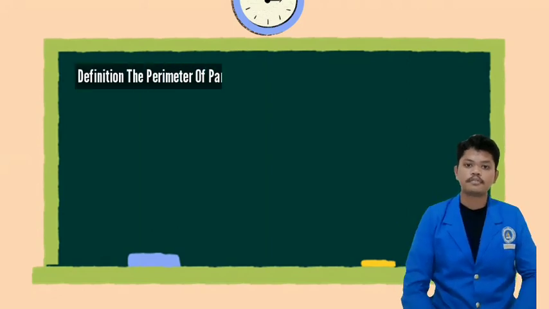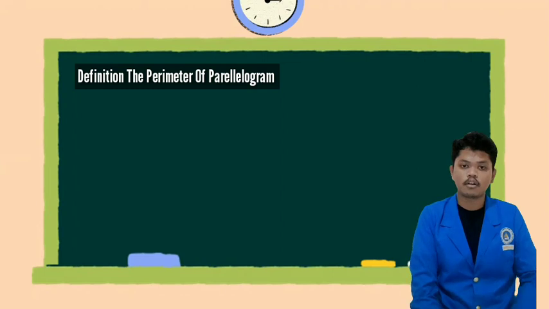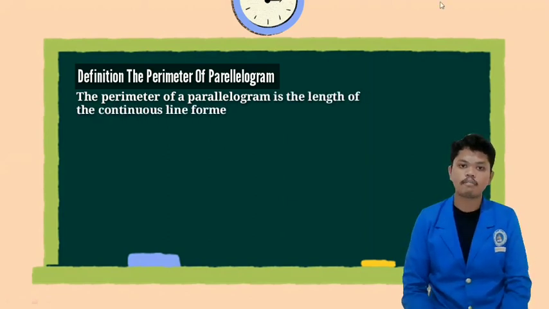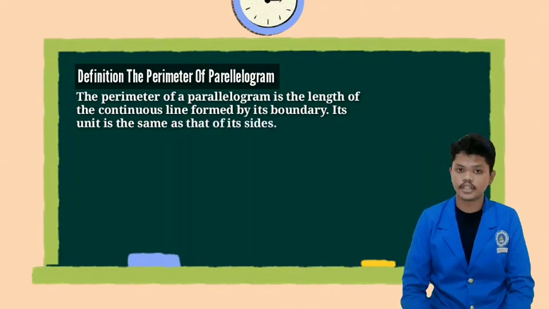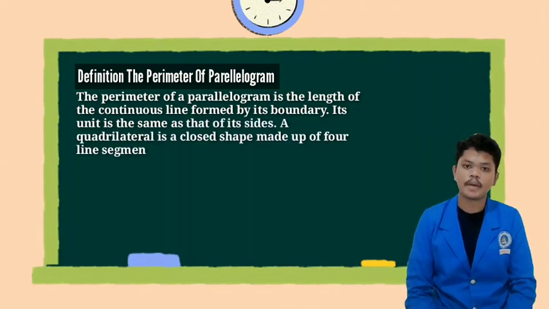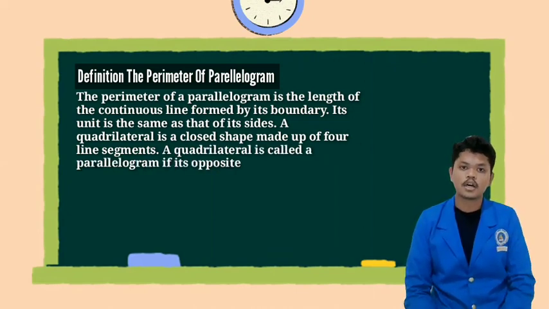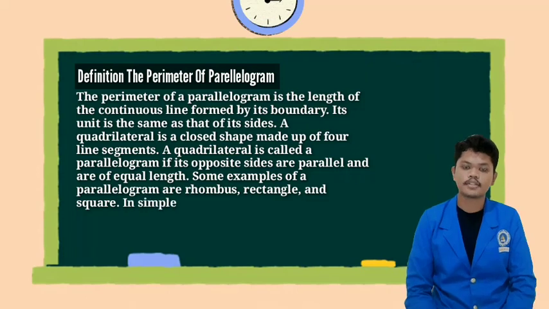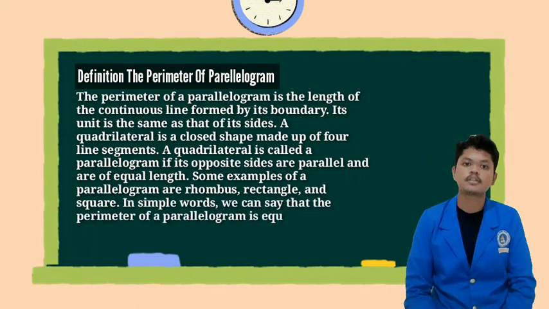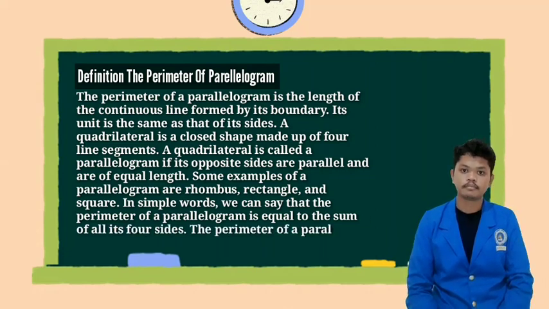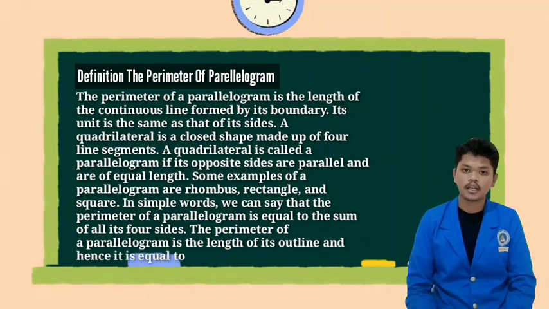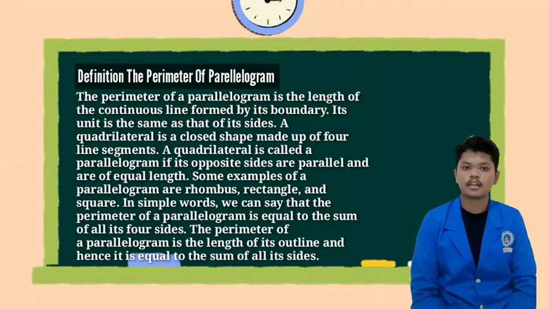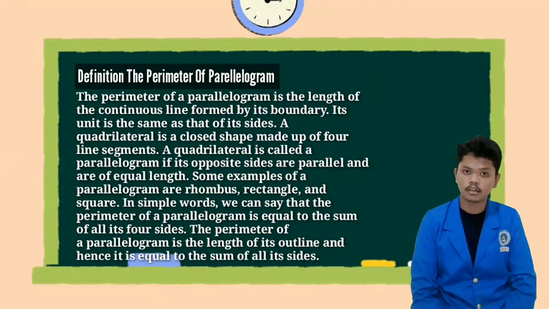Next, definition of the perimeter of a parallelogram. The perimeter of a parallelogram is the length of the continuous line formed by its boundary. Its unit is the same as that of its sides. A quadrilateral is a closed shape made up of four line segments. A quadrilateral is called a parallelogram if its opposite sides are parallel and of equal length. Okay, some examples of a parallelogram are the rhombus, rectangle, and square.